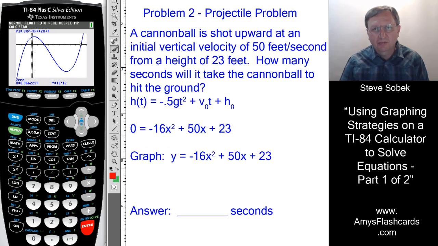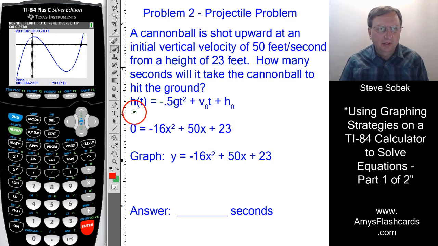All right, here's problem number 2. This will be a projectile problem. We're told that a cannonball is shot upward at an initial velocity, vertical velocity of 50 feet per second from a height of 23 feet. How many seconds will it take the cannonball to hit the ground?